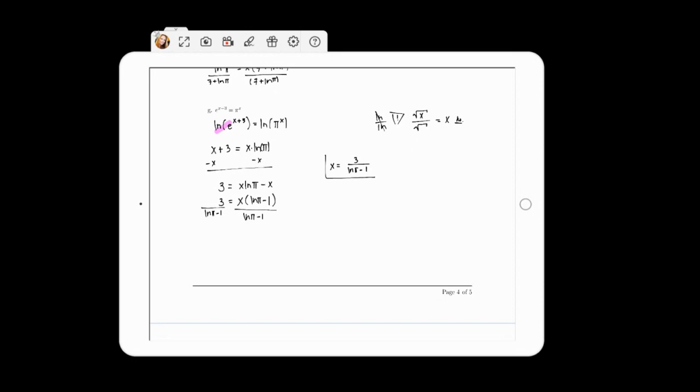This is the exact answer. And when I put it in my calculator carefully, I get the approximate answer, 20.73.